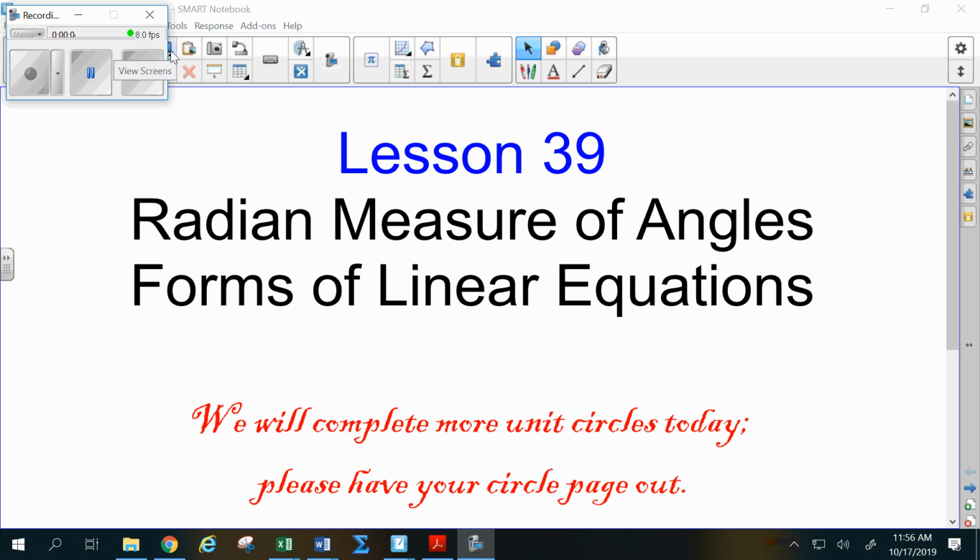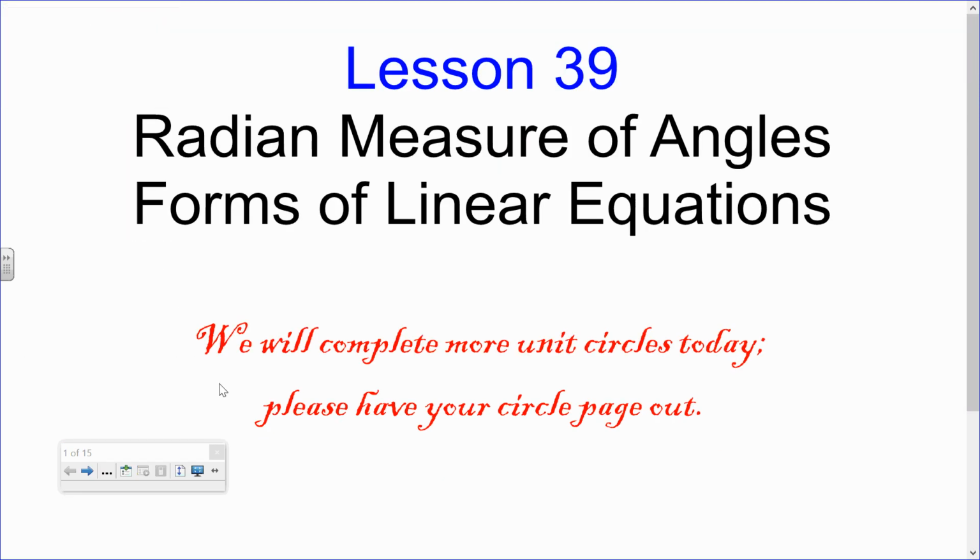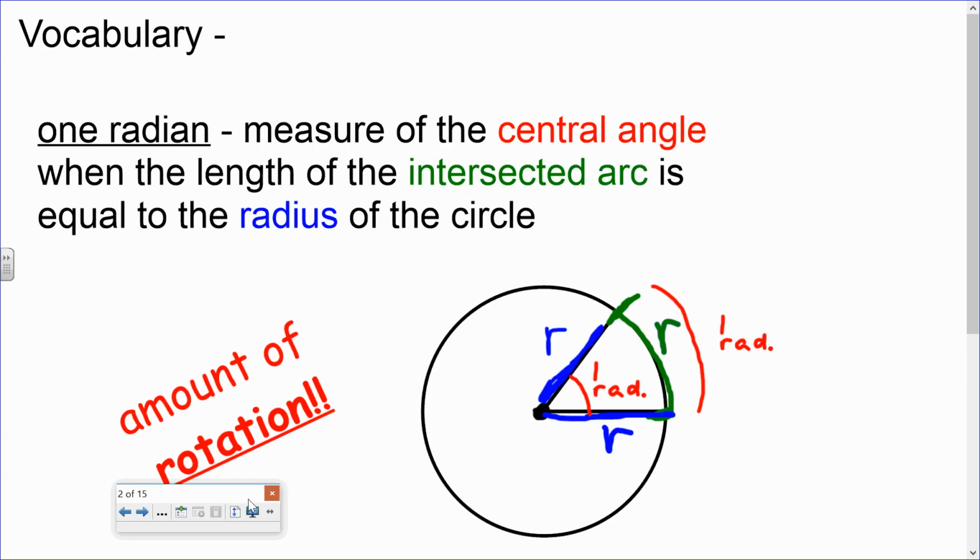So we will be talking about radian measures of angles, that other way of measuring angles, and other ways of writing linear equations today. A little bit of vocabulary that we need as we get started. We need to talk about what a radian is. A radian is another way of measuring angles.